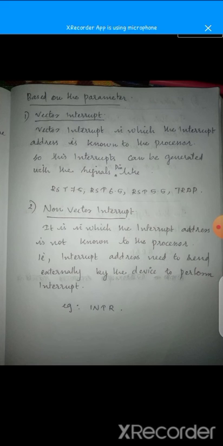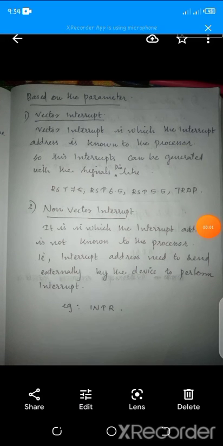We said earlier, that is vector interrupt, non-vector interrupt, maskable interrupt and non-maskable interrupt. Vector interrupts means the interrupt address, that is, where the interrupt is coming from, will be known by the processor. So the interrupts can be generated with signal pins like RST 7.5, RST 6.5, RST 5.5 and TRAP. So with the help of these pins, the vector interrupt is generated.